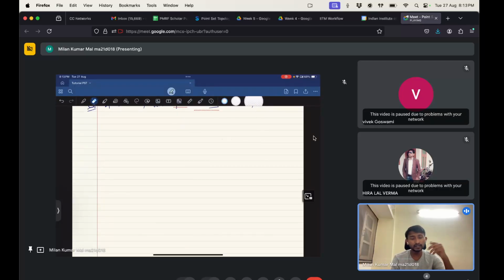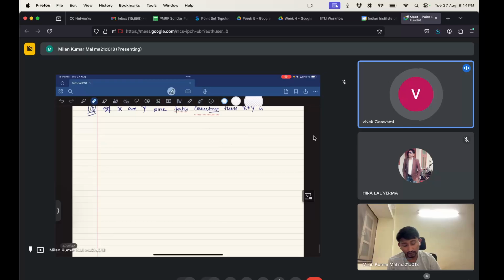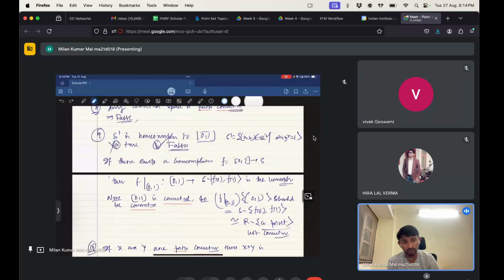But there is nothing like an interval in R to the power n. We can write a box, a rectangle, those things, but there is nothing like an interval. Yes sir, here there is no interval. The fact is that the closed interval 0 1 is closed and connected.